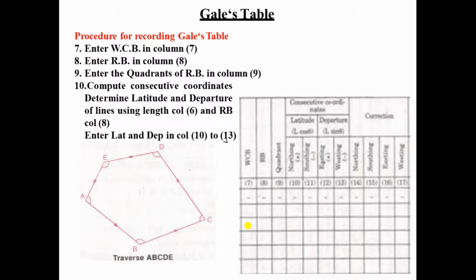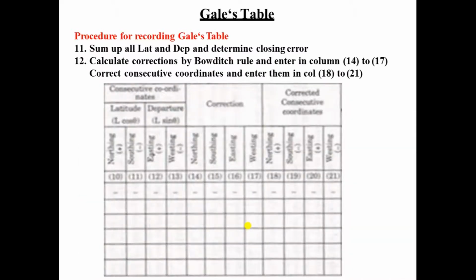We have to enter the WCB in column number 7. We enter the RB in column number 8. And we enter the quadrants of RB in column number 9. After that, we compute the consecutive coordinates and determine latitude and departure using column number 6 and the RB in column number 8. We enter the latitude and departure in columns number 10 to 13. In the latitude and departure, we make two separate columns of northing and southing, and for departure we provide easting and westing. After that, we sum up the whole latitude and departure and determine the closing error.